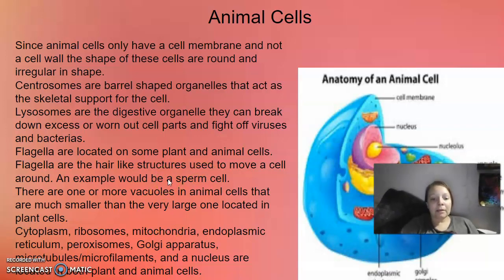Flagella are located on some plant and some animal cells. They are hair-like structures on the outside of the cell. They're used to move a cell around. For example, it would be like a sperm cell. There are one or more vacuoles in animal cells that are much smaller than the one very large one located in plant cells. And again, cytoplasm, ribosomes, mitochondria, endoplasmic reticulum, peroxisomes, Golgi apparatus, microtubules, microfilaments, and a nucleus are located in both plant and animal cells.